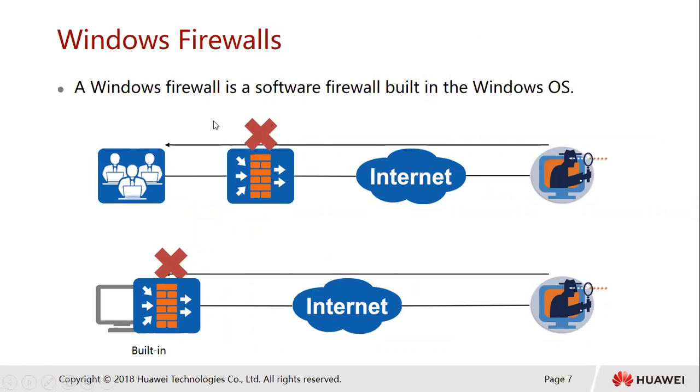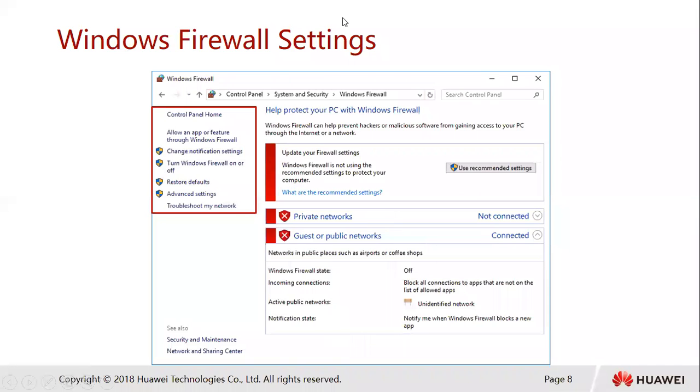Windows firewall. Windows comes with a firewall, and the purpose of this firewall is to filter the traffic which is going inside your laptop. So this is how it is. You can go to the command prompt, then go to system and security, and then finally you're going to find Windows firewall.